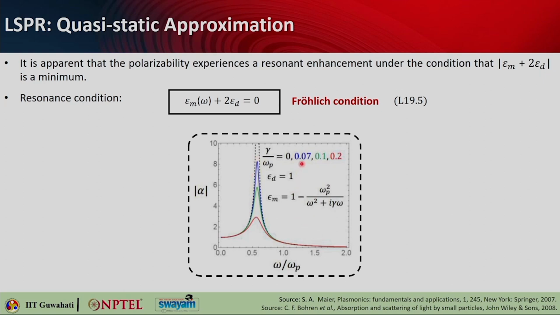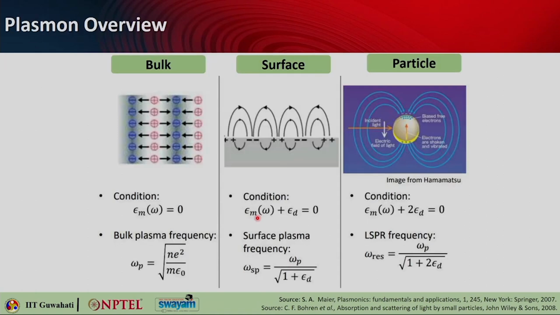But if you consider some finite value of gamma, then for gamma equals 0.07 omega p, you will get this blue curve, 0.1 omega p you will get this curve, and 0.2 omega p you will get this curve. So, what you can see is that as gamma, that is the damping, gets increased, the Q factor of the resonance decreases, the resonance position more or less remains the same, but the width of the peaks is getting broader. So, that is what is more damped.